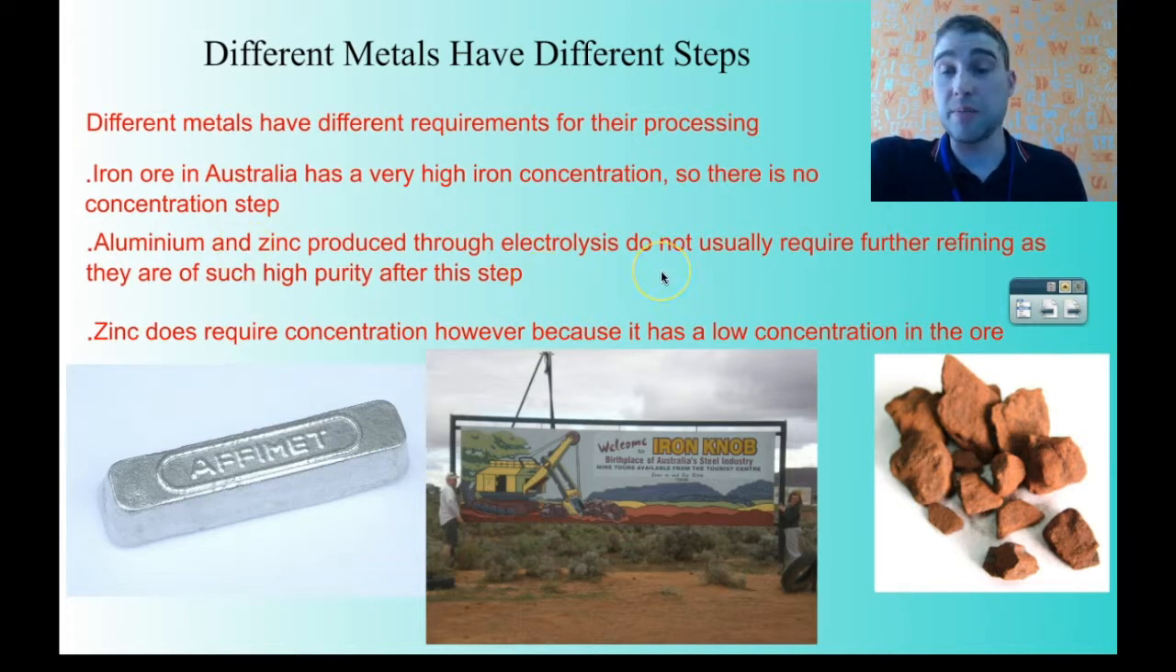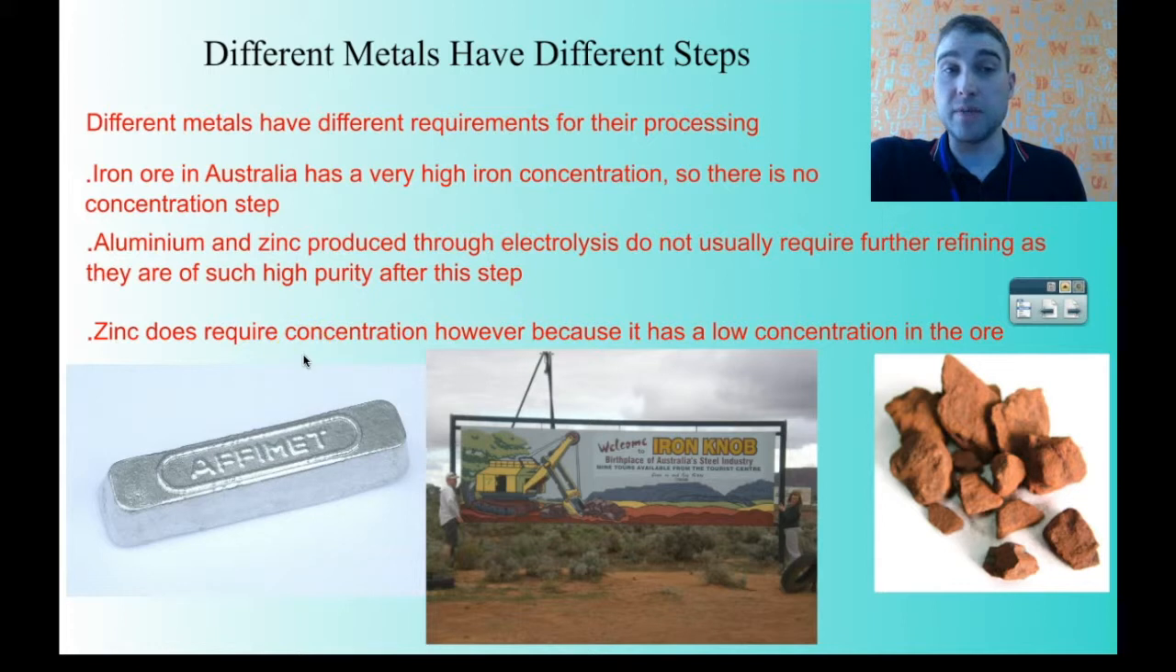Aluminium and zinc are produced through electrolysis, and because of that, when they come out at the other end, they're usually very high purity, so they might be 99.99% pure. So here's an ingot of aluminium, I think, down here. You wouldn't need to do a refining step on that, like the basic oxygen process that you do have to do with iron and steel.